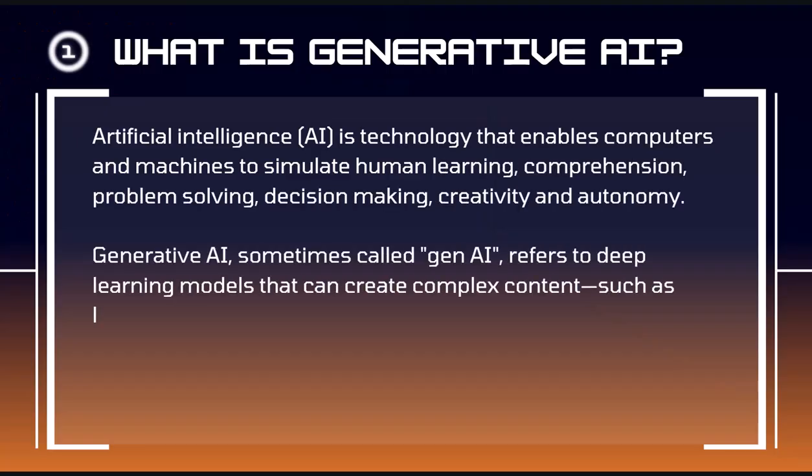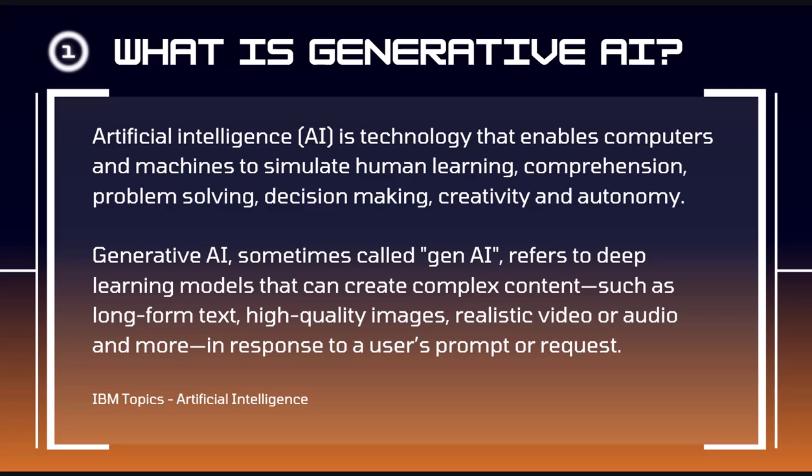Okay, so what is generative AI? To define generative AI, we must first define AI. Artificial intelligence is regularly defined as technology that enables computers and machines to simulate human learning, comprehension, problem solving, decision making, creativity, and autonomy. It can also be defined as the science of creating machines that can mimic human intelligence, so machine learning would be a subset of AI as a field of study.